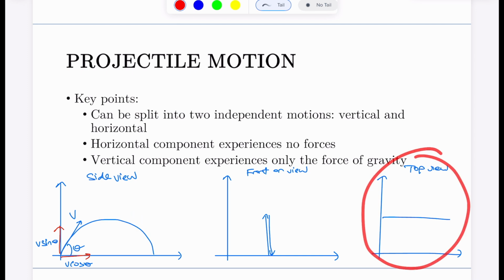Now, the top view, so this describes the horizontal motion. So imagine that again, someone is throwing it across the room, but instead you're looking at this person, at this motion from the roof.